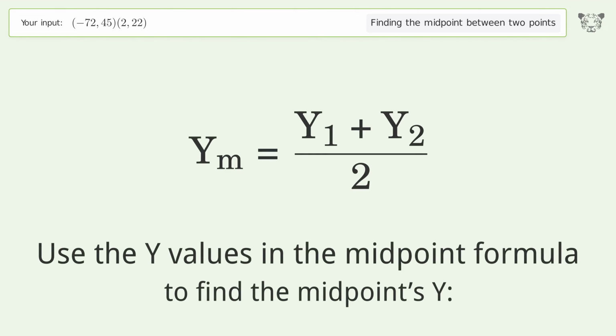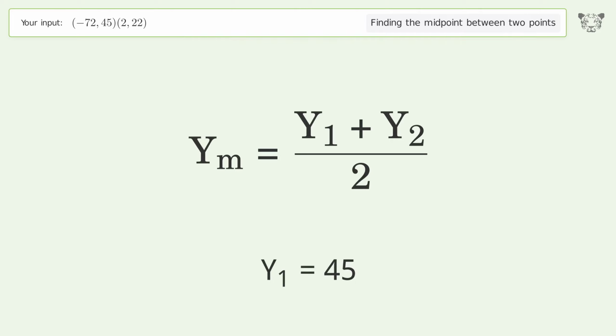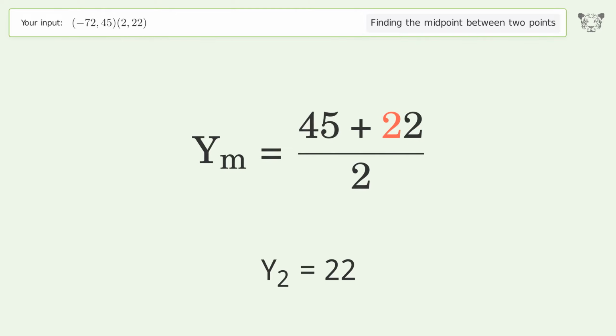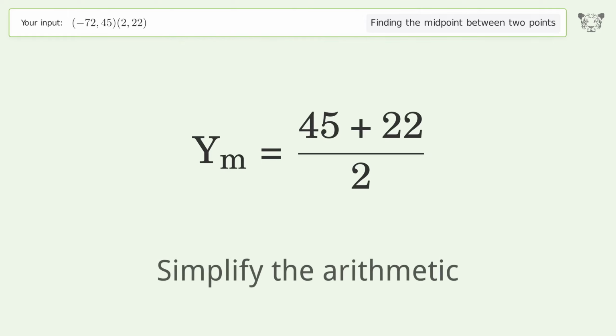Use the y values in the midpoint formula to find the midpoint's y. y1 equals 45. y2 equals 22. Simplify the arithmetic.